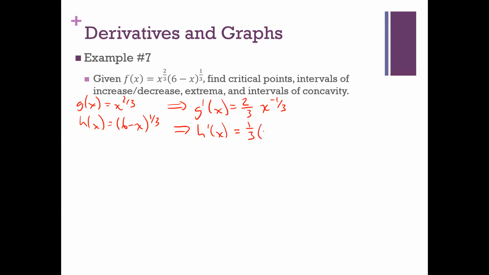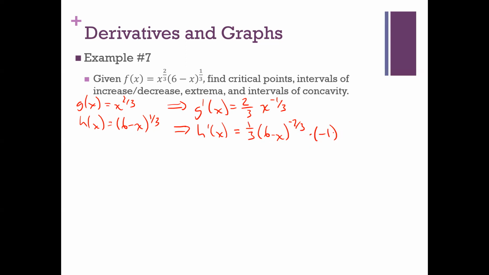6 minus x, negative 2/3. Okay, so there's the derivative of the outer function. I have something raised to the 1/3. The derivative of something raised to the 1/3 is 1/3 times something, and then that's times -1. Right, and now I have to take the derivative of the something. So all this times -1.